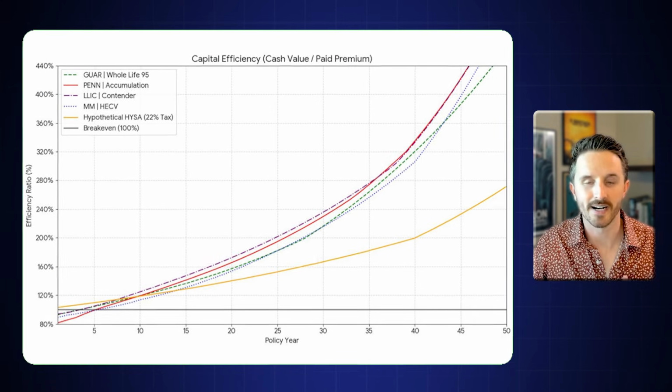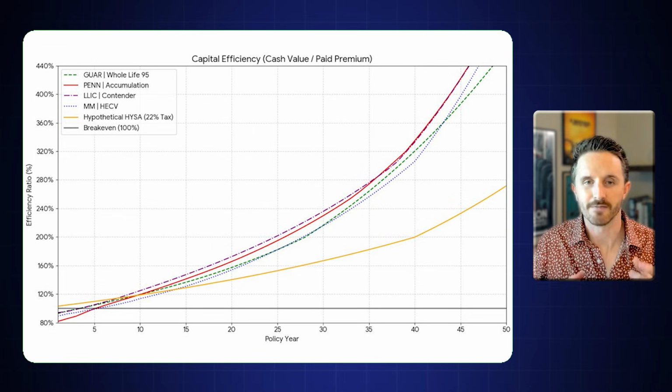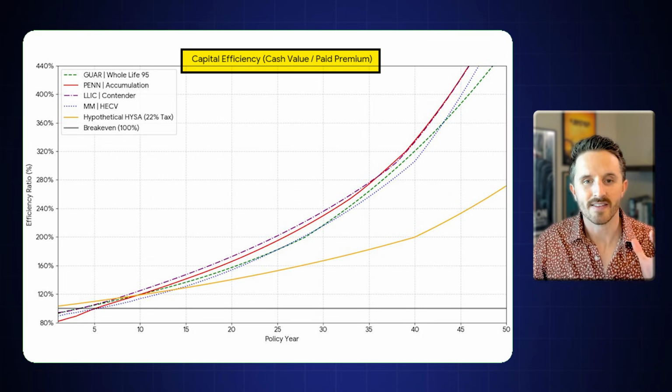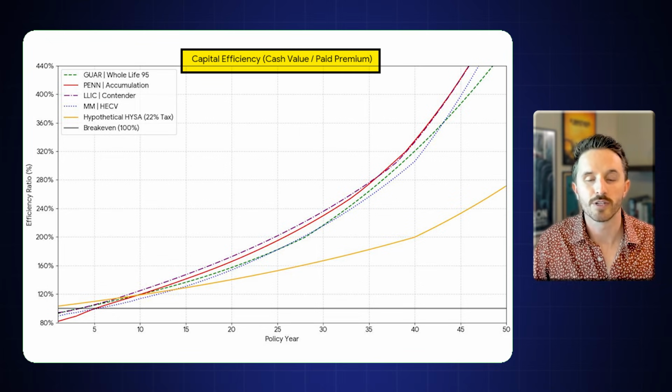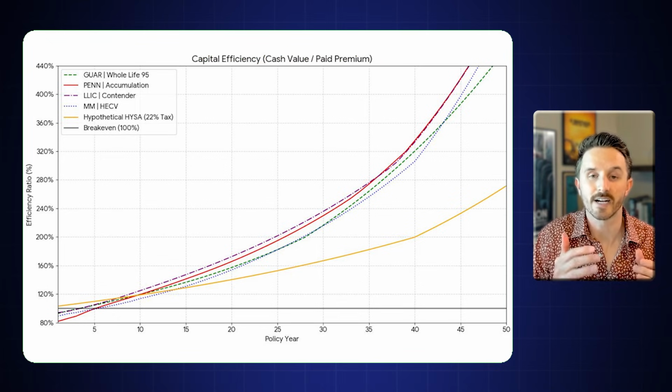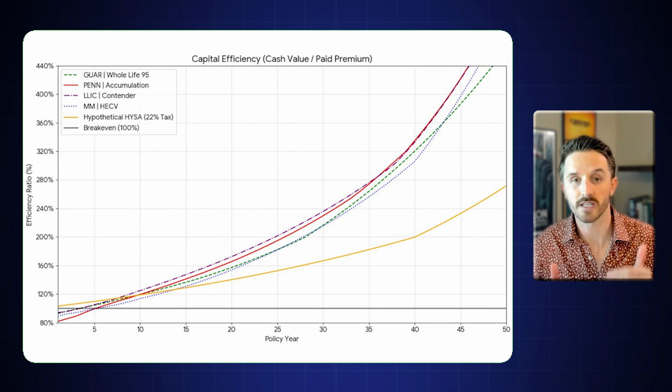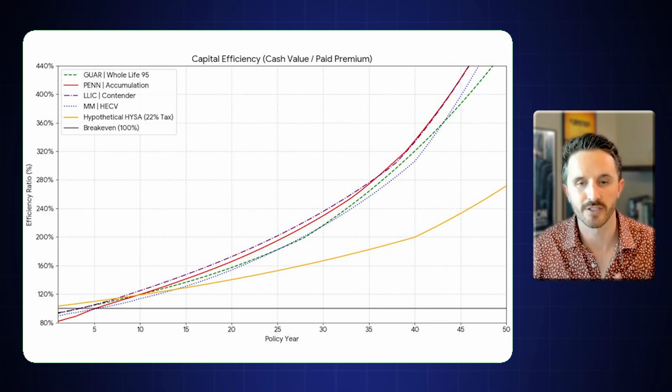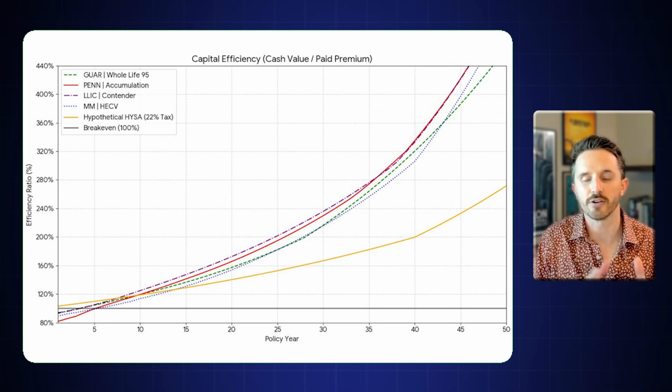A couple of cool graphs that I was able to build really drive home this point about some of the different aspects of comparing whole life to the high yield savings account. One is the capital efficiency graph. This is basically the break-even point that we talk about in some of our meetings, which is where you have more dollars that are liquid inside your whole life policy than you have personally contributed. Here it's called capital efficiency, which is basically just the cash value per premium paid.